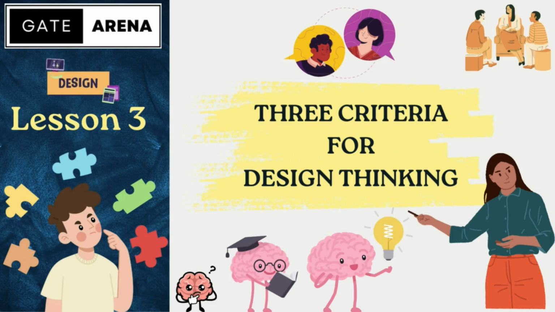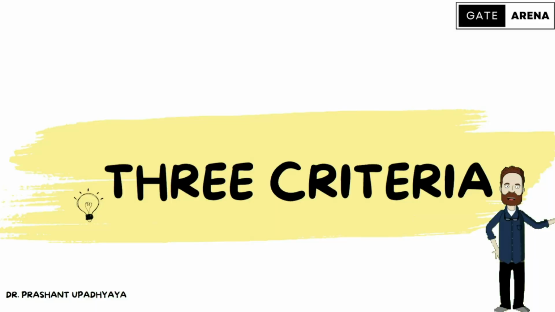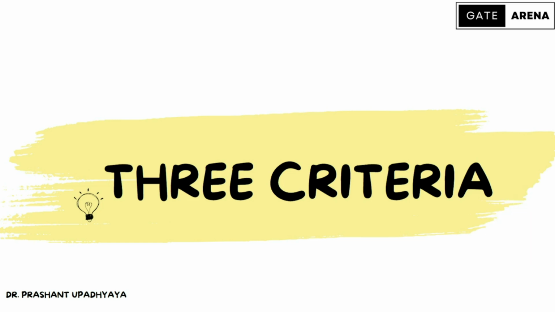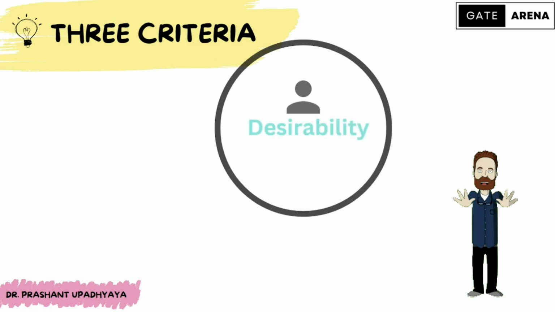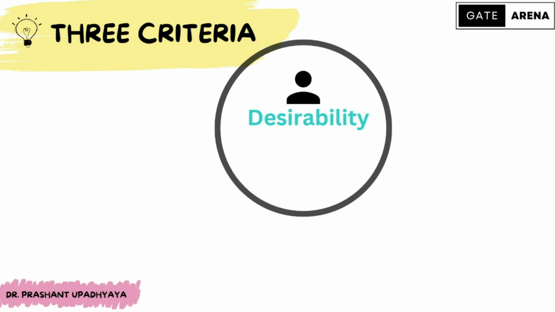In this lecture, we are going to talk about three criteria that are used in design thinking. These three criteria are also known as the three lenses of design thinking. The first criterion used in design thinking is desirability.